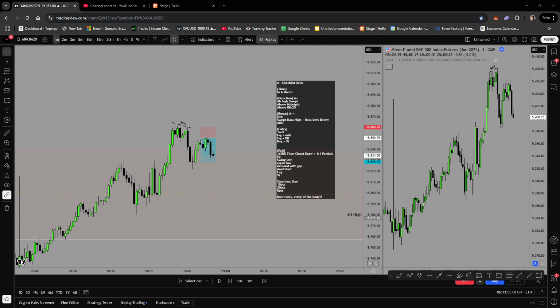Okay, so the pair is NQ. On the right hand side, we have ES. We are actively looking for SMT, which is an inverse of the correlation of both these assets. So let's break down the bias. Why were we bearish yesterday?